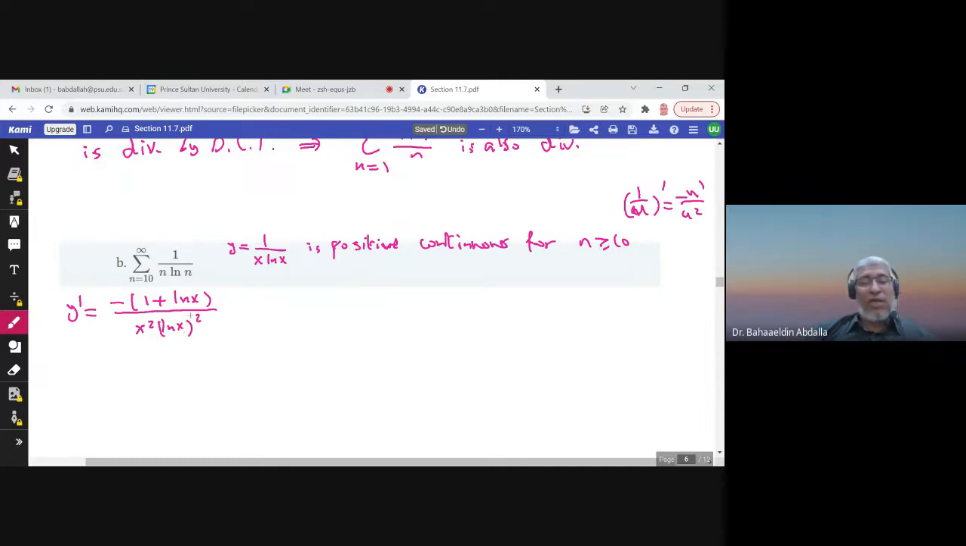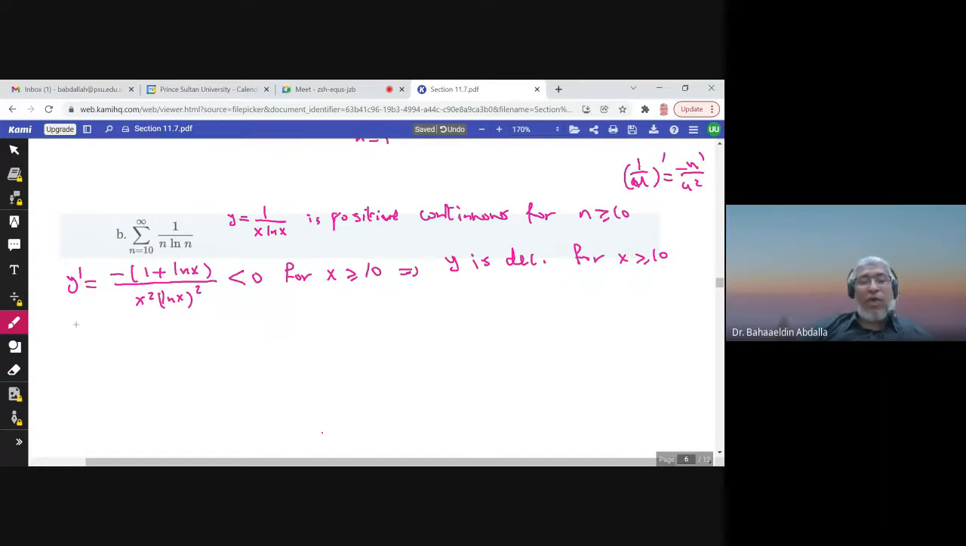You can see that here everything is positive in the denominator. So y prime is less than 0 because negative times this, for x greater than or equal to 10. If you put 10, ln 10 is positive. So this is positive times negative. So y prime would be negative. This means that y, or f, is decreasing for x greater than or equal to 10.